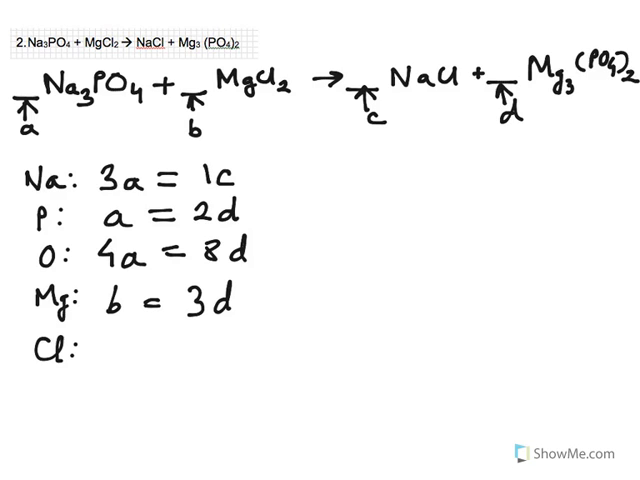For chlorine, we have MgCl2 on the left side of the equation, and we have 2 chlorine. So we will have 2B being equal to, on the right side of the equation, we have 1 chlorine with salt, or sodium chloride. So we will have 1C, or we can say C.